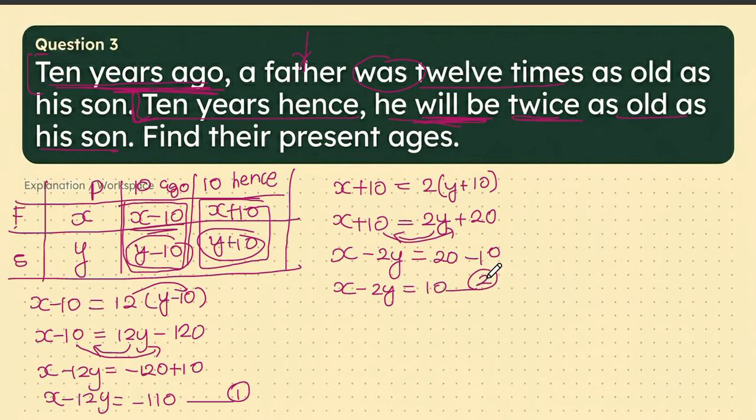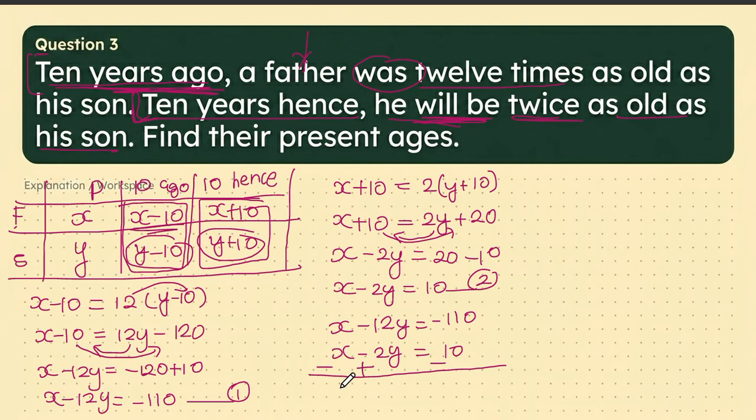So we'll solve both equations by using the elimination method. So if we write down the equations one by one, x minus 12y is equal to minus 110. In the second equation, x minus 2y is equal to 10. So no need to multiply anything. X is the same in both equations. So we'll change the sign of the second equation. This x is plus, so it becomes minus. 2y is minus, so it becomes plus. This 10 is plus, so it becomes minus. So you have to consider the new signs now.